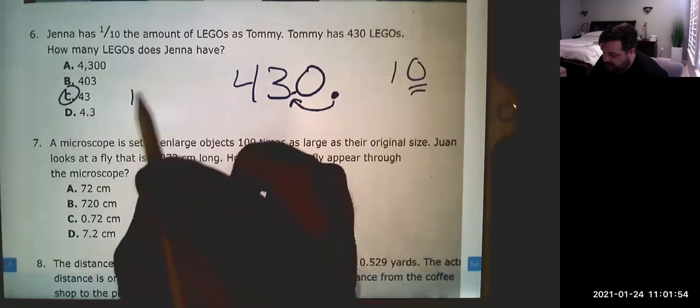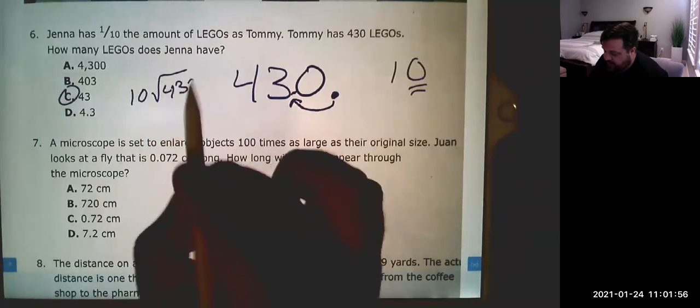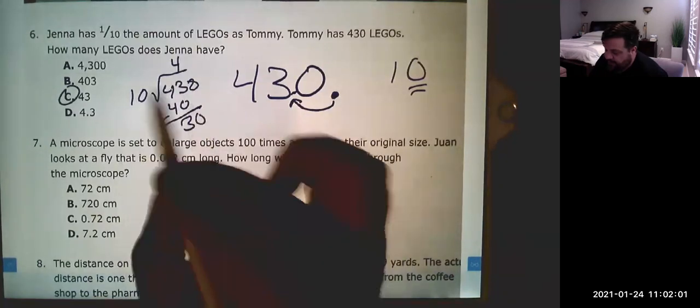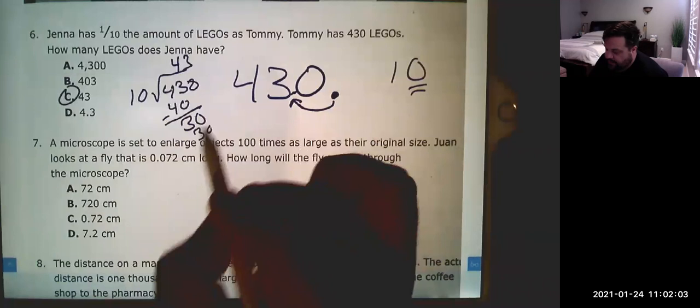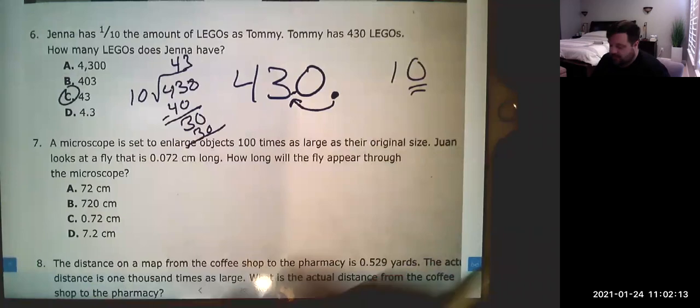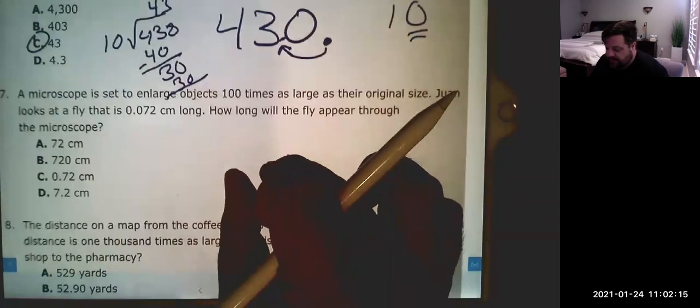Now, you can also divide 10 into 430, and you're going to get 43. It's more important that you guys understand the words, right? If you pay attention to what it's asking, you'll get these much quicker. So your answer would be 43. I know we're going kind of quick, but hopefully you guys are pausing and taking some time to think about these on your own.